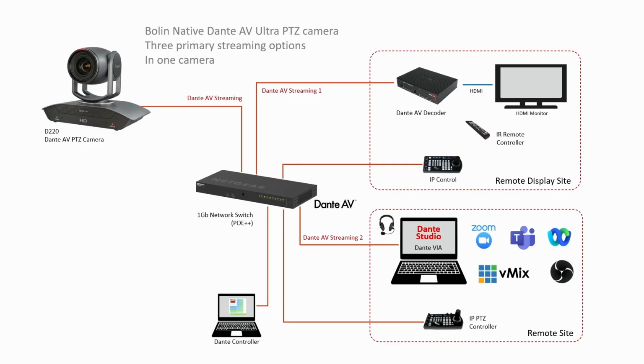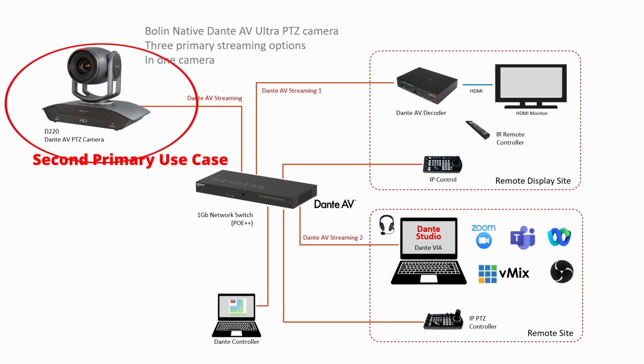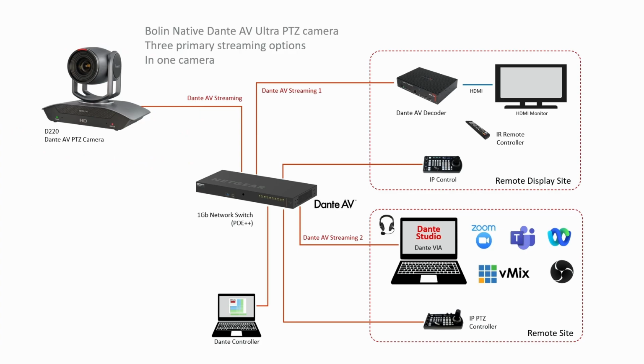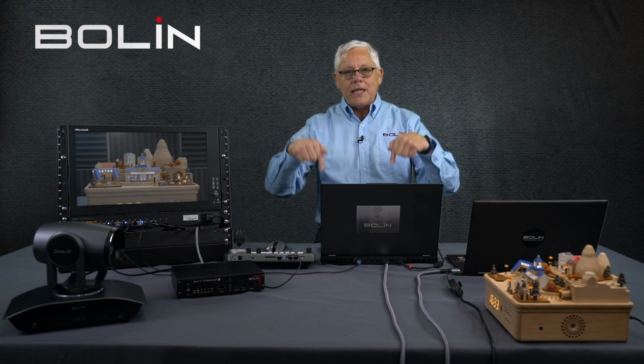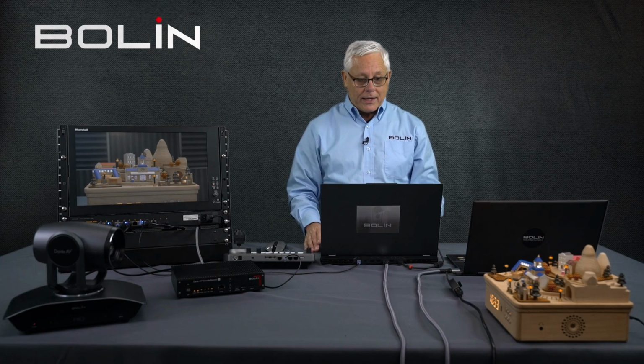Back to the diagram, the second primary use is when you have a Dante AV native video signal that you want to decode into a host PC. You can do that using Dante Studio and Dante Virtual Sound Card. That makes it available to broadcast and streaming software as well as video conferencing software. Now, I've done an entire video on how to accomplish this, and I'll link it in the description below. But for now, let me just show you what I mean.